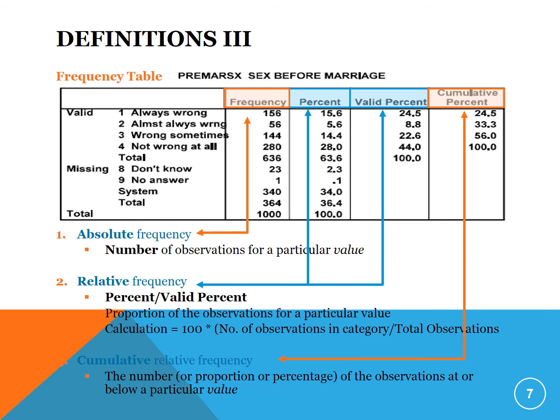What percent said the first three things? Well, we continue to add. We add that 22.6 and we get 56.0%. So what percent of the respondents said, you know what, it's not wrong at all? That's about 44%, right? And we add that to the end and to the 56, and that's our total. That's the total 100%.